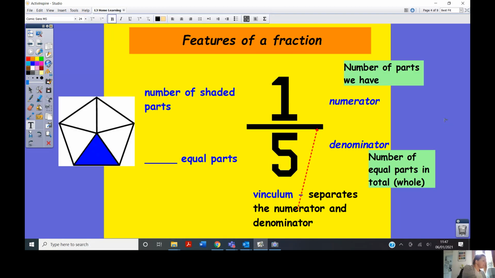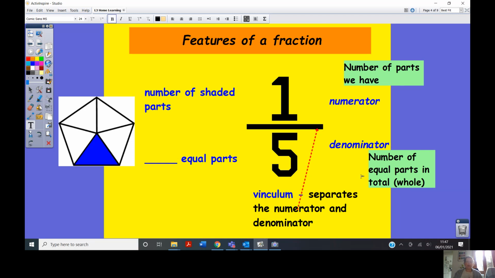So, the features of a fraction. A fraction is made up of 2 different parts. The top part, we call it our numerator. The numerator shows us the number of parts we have.